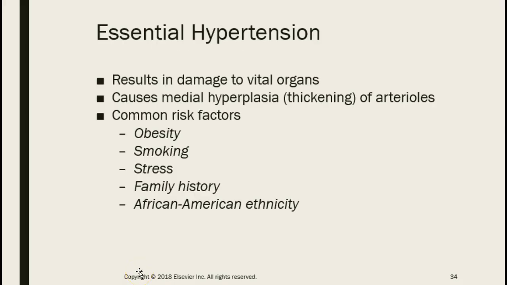Essential hypertension results in damage to vital organs and causes medial hyperplasia or thickening of the arterioles. Common risk factors are obesity, smoking, stress, family history, and African American ethnicity as well. Take a look at Table 36.1 for some important information.